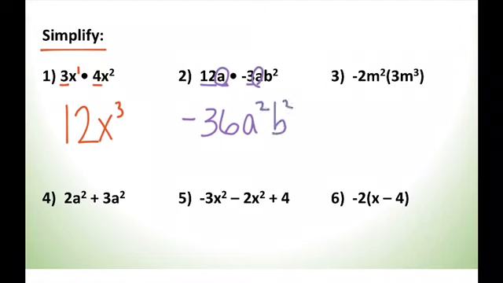Okay, the next one, number 3. I've got parentheses, and that just means I'm going to be multiplying. So I'm going to do negative 2 times 3 is negative 6. M to the second times m to the third is m to the fifth.